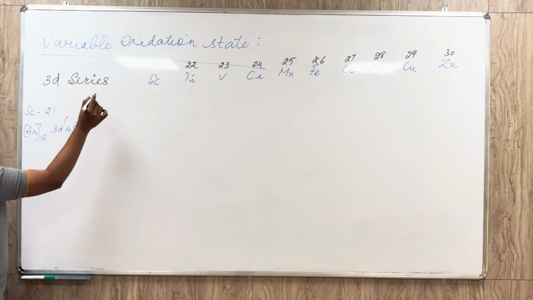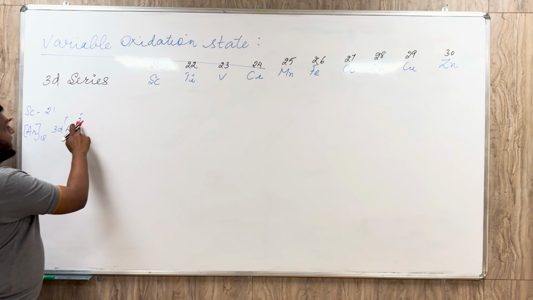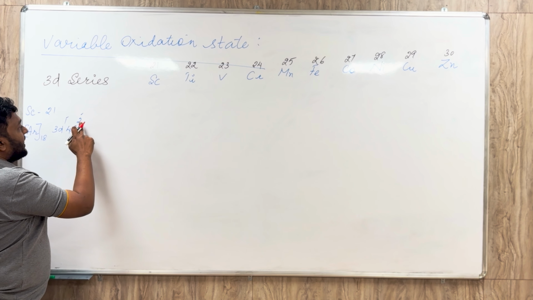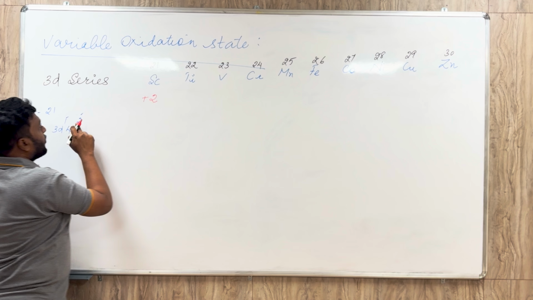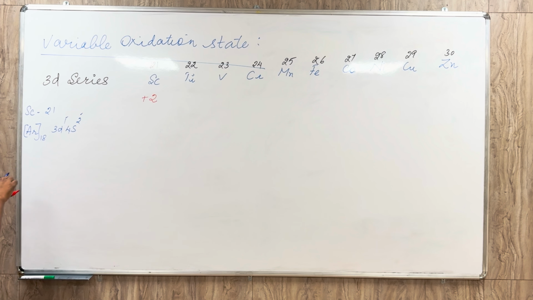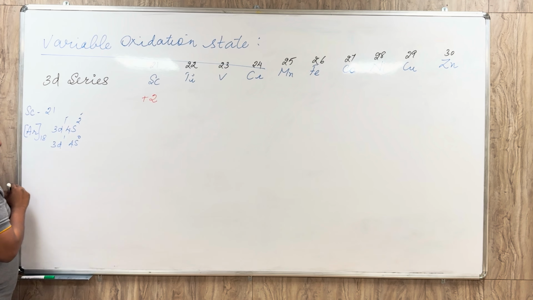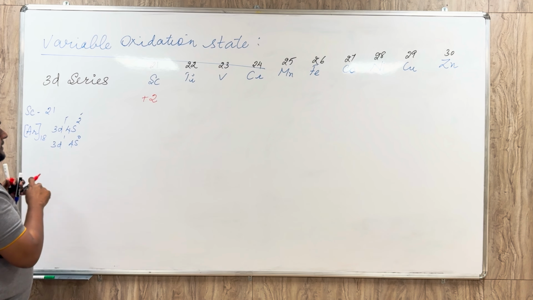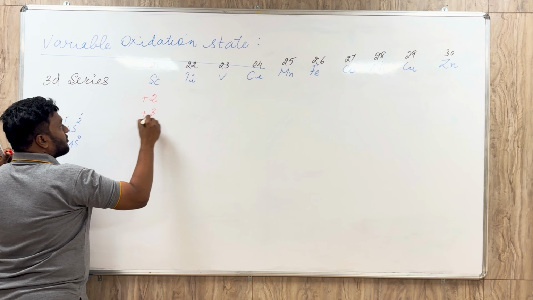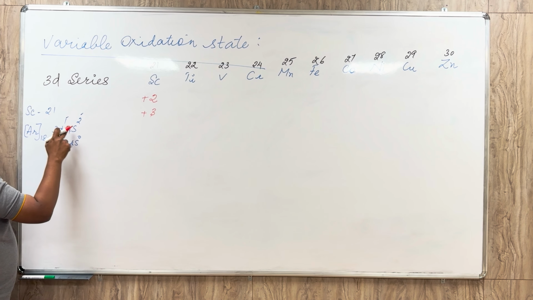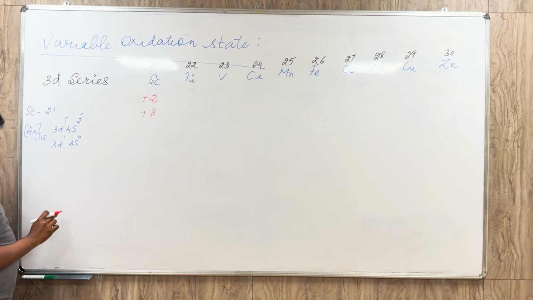What are the possible oxidation states then for scandium? It can donate 2 electrons. If it donates 2 electrons, then 3d becomes 1 and 4s becomes 0. Am I correct? Then it can also donate how many electrons? 3 electrons. So from S and from D, 2 plus 1, altogether 3 electrons can be donated.